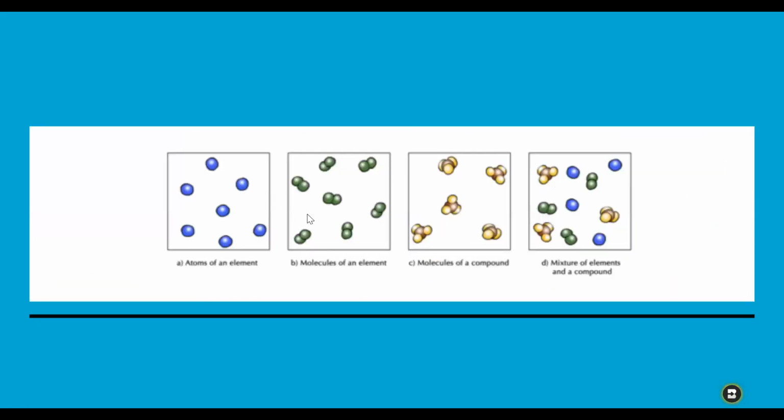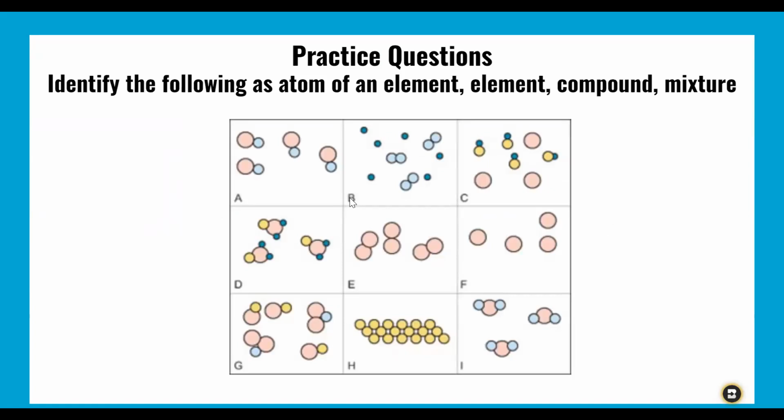Okay, let's look at the particle diagram here. This is atom of an element, molecule of an element, molecule of a compound, mixture of elements and a compound. With what you've learned, I would like you to do this. I have no answer for this because I think a lot has been discussed and you should be able to get it correct. Okay? I hope this is clear.